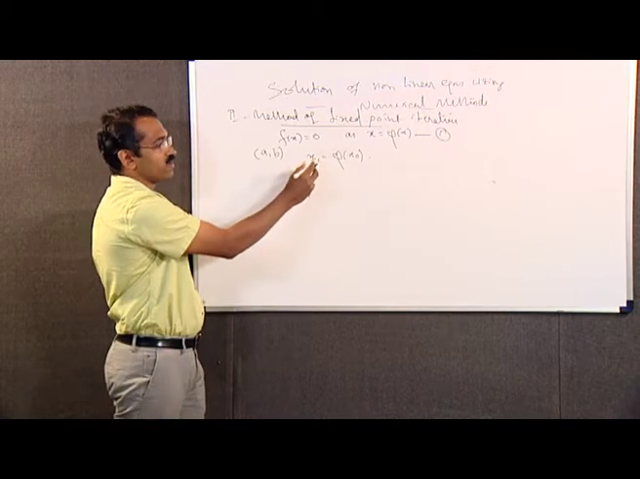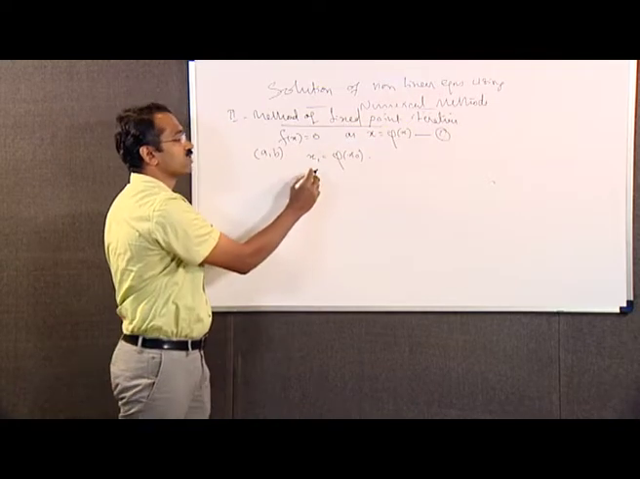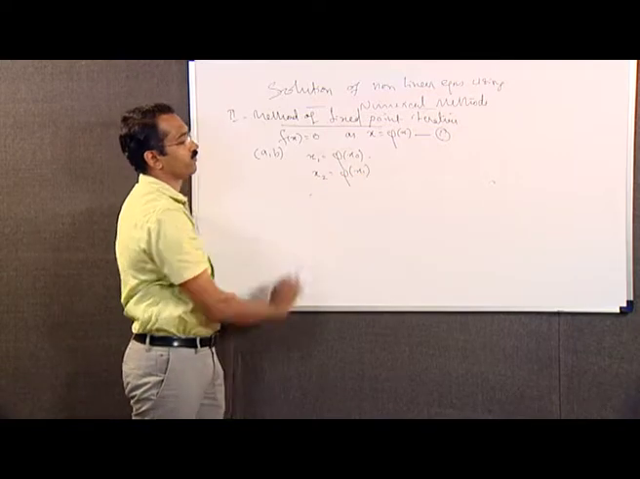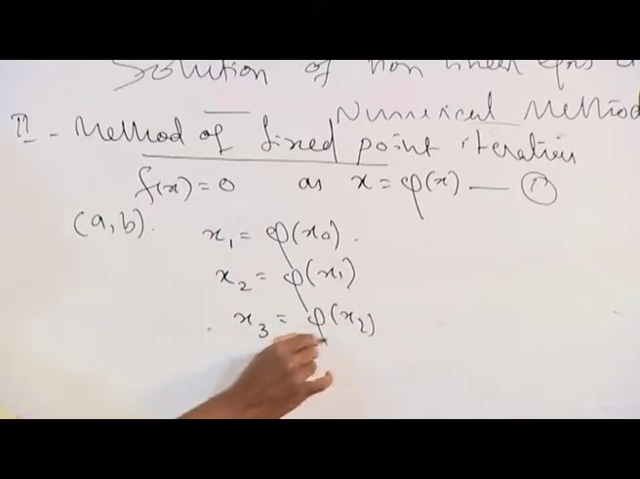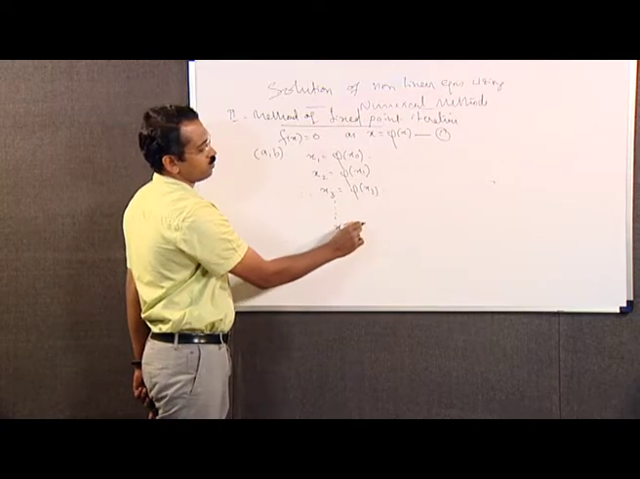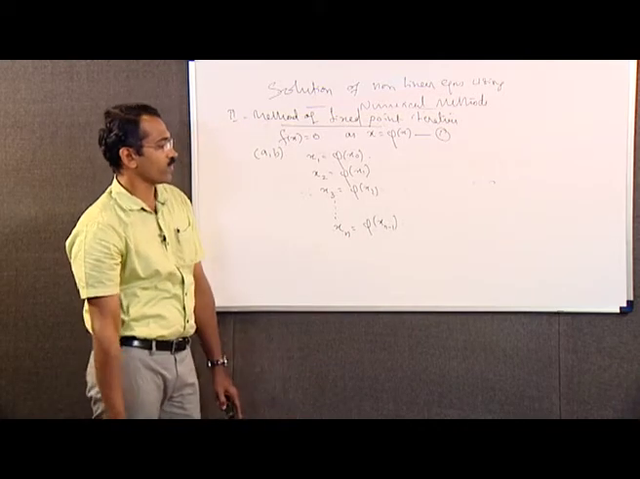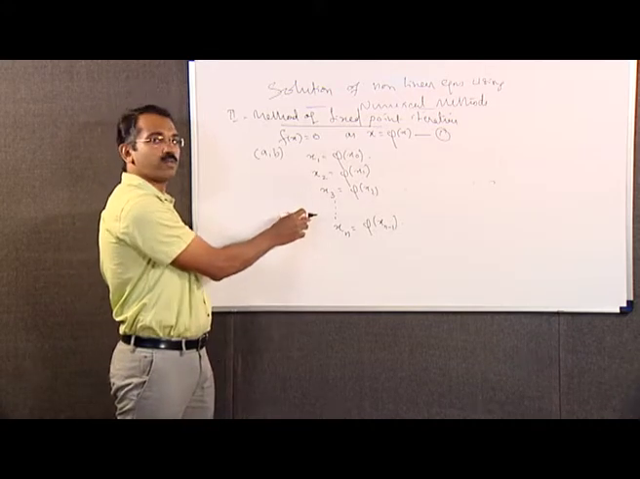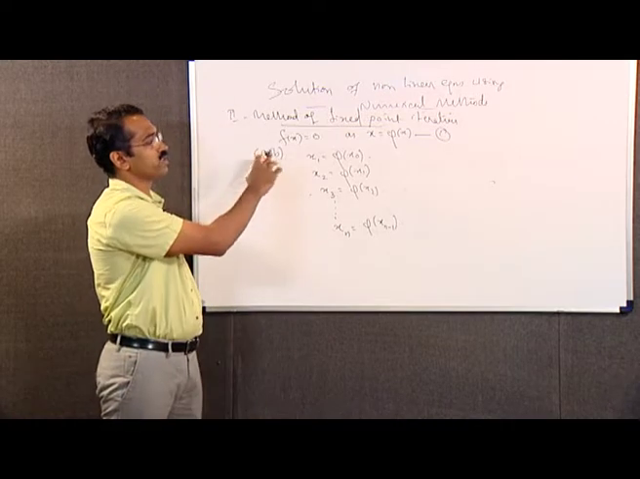In the next step, we put this x 1 in the right hand side of the same equation, that is x 2 equal to phi of x 1. Then x 3 equal to phi of x 2, etc. In general, x n equal to phi of x n minus 1. After a finite number of steps, we will get the approximate value of the exact root. This is the fixed point iteration method.